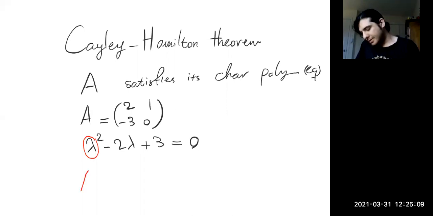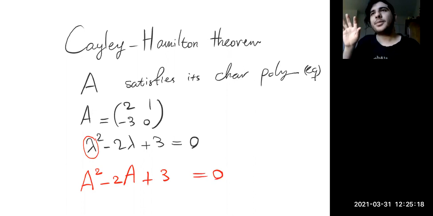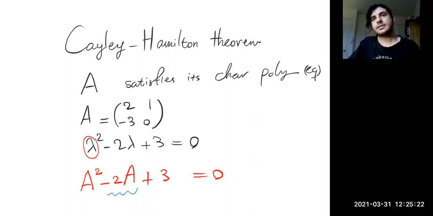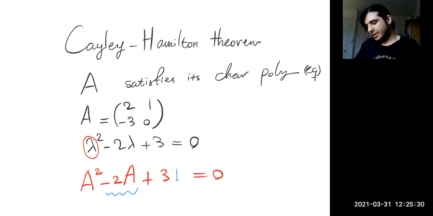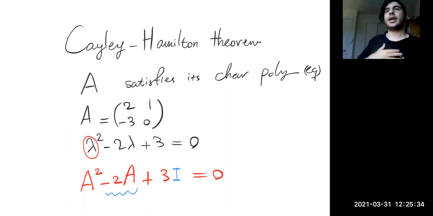We get A squared minus 2 times the matrix A plus 3 equals 0. But plus 3 doesn't make sense, right? Because here we have a matrix and 3 is a number. We can't add 3 to a matrix. So in order for this to make sense, we always write it as 3 times the identity matrix.